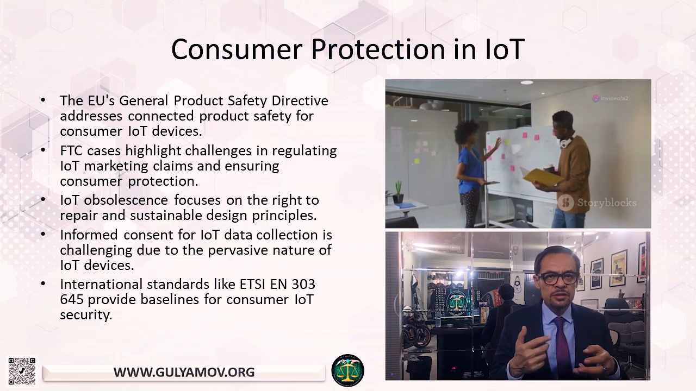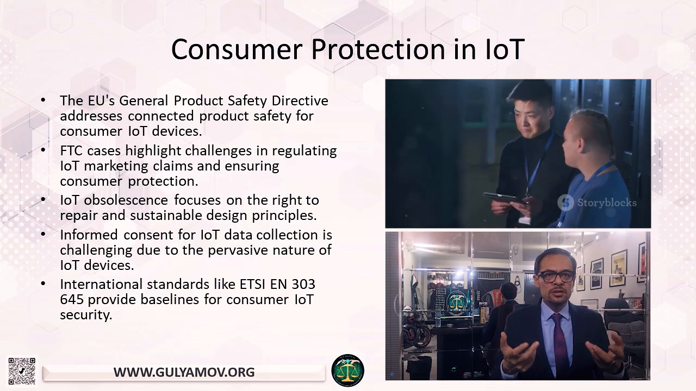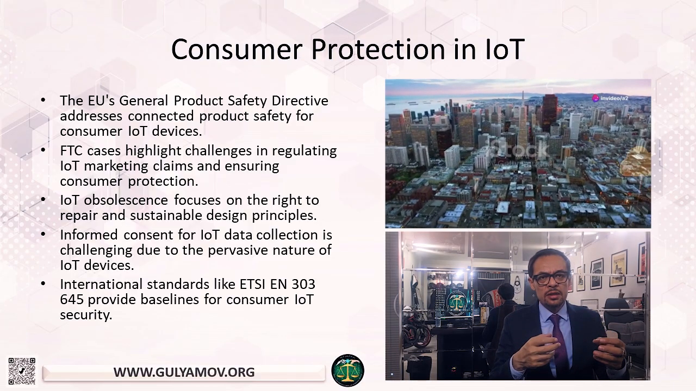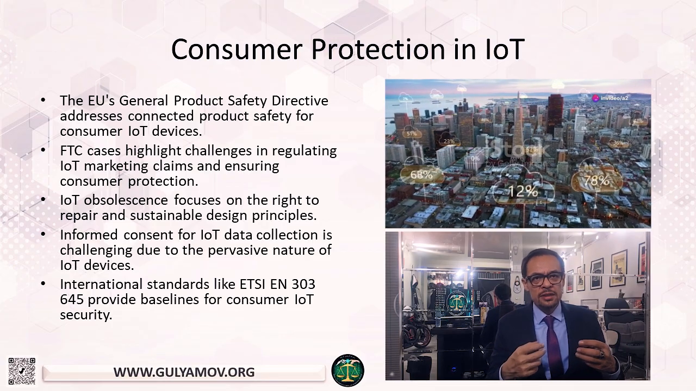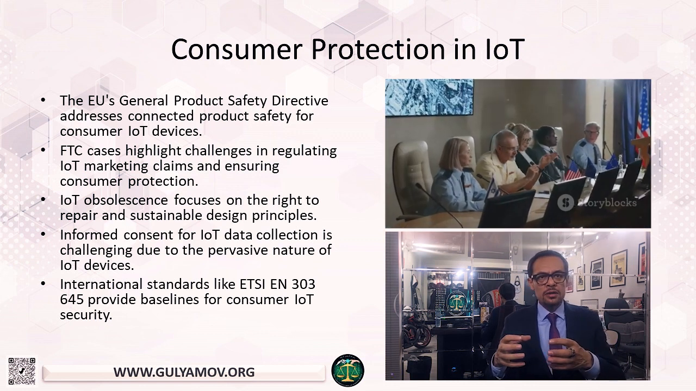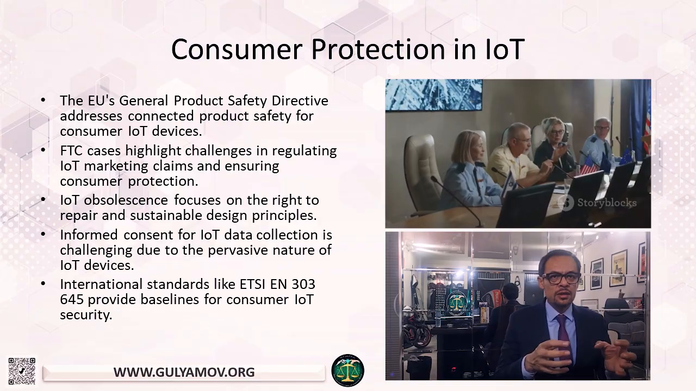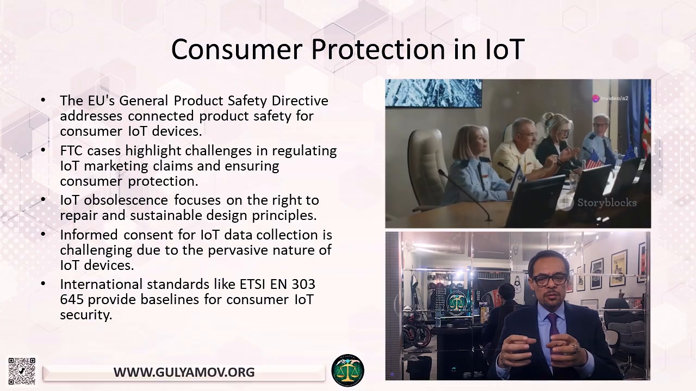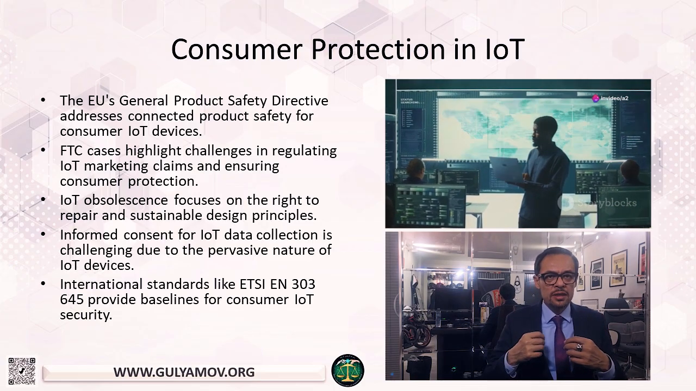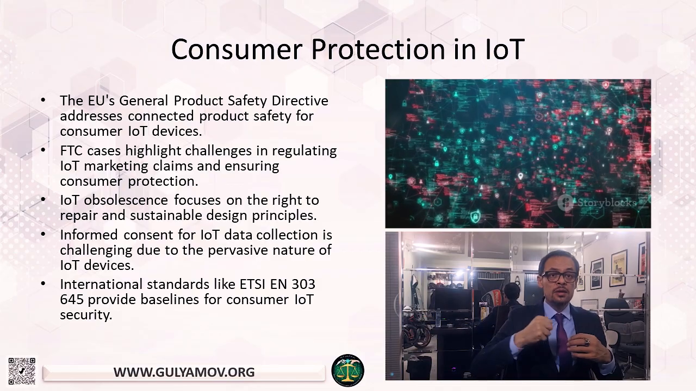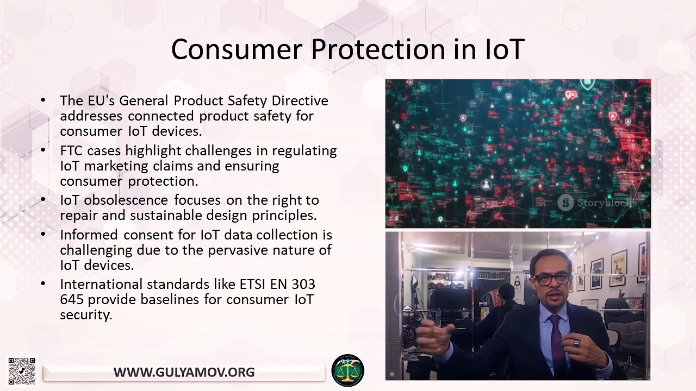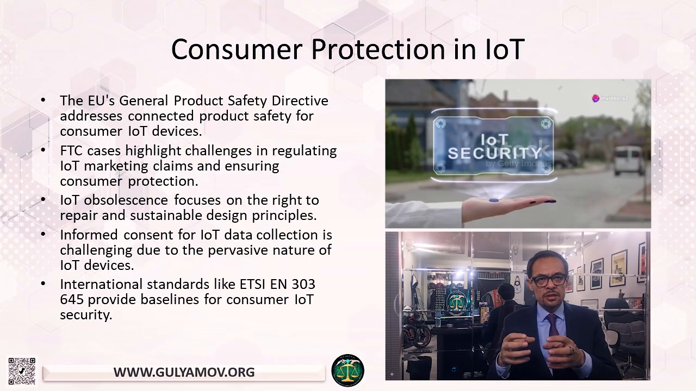The concept of IoT obsolescence brings new urgency to discussions around the right to repair and sustainable design principles. The pervasive nature of IoT devices complicates the notion of informed consent, challenging our traditional understanding of user awareness and choice. International standards such as ETSI EN 303 645 have emerged as crucial baselines for consumer IoT security. As we navigate this complex terrain, ensuring product safety, clear information disclosure, and addressing the unique challenges of IoT become paramount in shaping robust consumer protection frameworks.